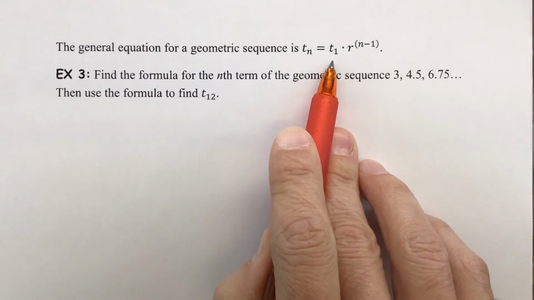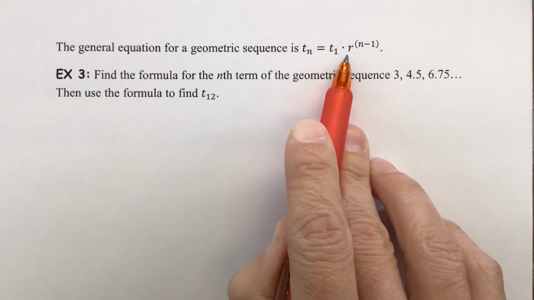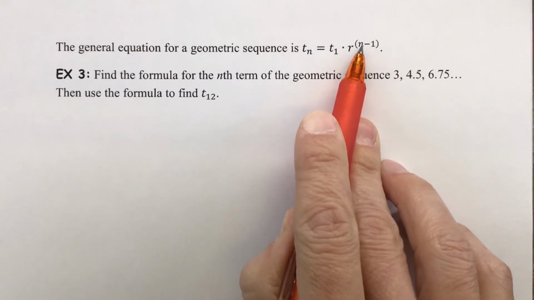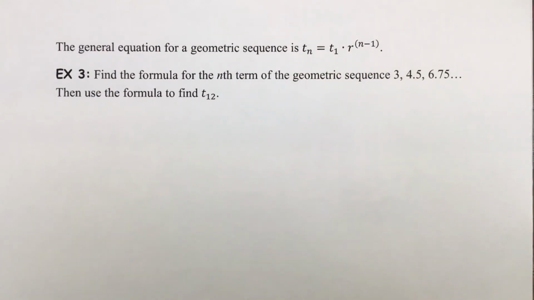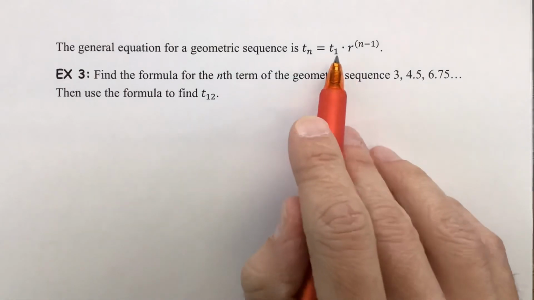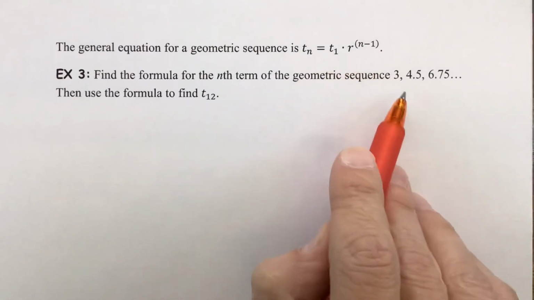To get your second term, you want to multiply by r only once. So if you were to plug in a 2, you'd have 2 minus 1, which means that the r value only counts once. Example 3, find the formula for the nth term of the geometric sequence 3, 4.5, 6.75. Then use that formula to figure out T12. Okay, if this is a geometric sequence, we can use this as our outline. T1 is going to be the 3.